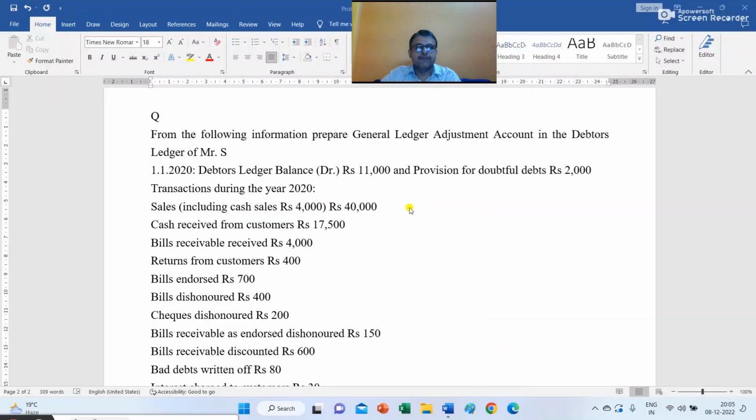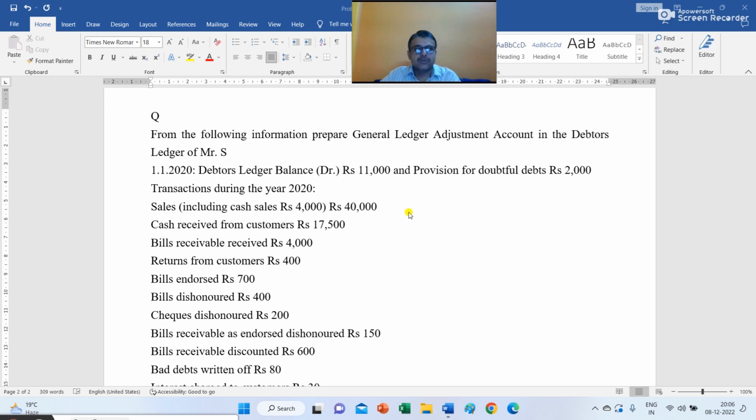From the following information, prepare the general ledger adjustment account in the debtors ledger of Mr. S. On 1st January 2020, debtors ledger balance debit 11,000 and provision for doubtful debt rupees 2,000. Transactions during the year 2020: sales including cash sales rupees 4,000, so the total sales is rupees 40,000.